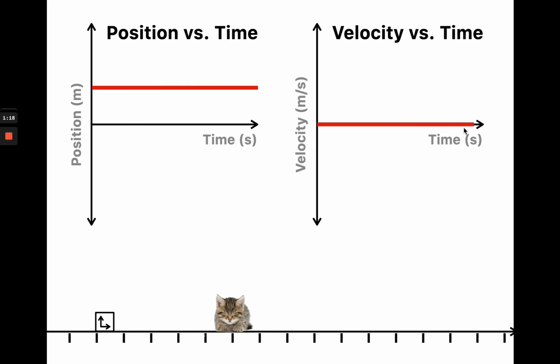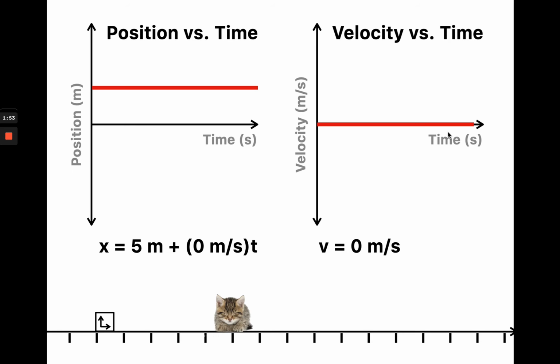Now we can write the equations of the graph. The kitten starts at 5 meters, and every second the cat is moving 0 meters forward, aka not moving at all. So you practically don't really even need this. It's still good to show, but you could just write x equals 5 meters, and that would be the equation of the line. Now for the velocity graph, the velocity is exactly 0 because the cat is not moving. So it's just v equals 0 meters per second, and that's it.